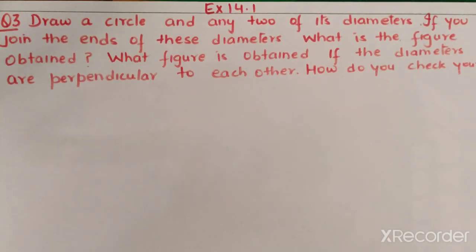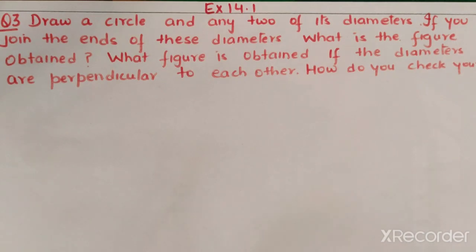Hello everyone, now we are going to discuss question number 3 of exercise 14.1. So first of all, just read out the question. It says you have to draw a circle and then you have to draw any two of its diameters, and then you have to join the end points of these diameters, right? Now you have to check what is the figure obtained. So we will first of all solve till now.